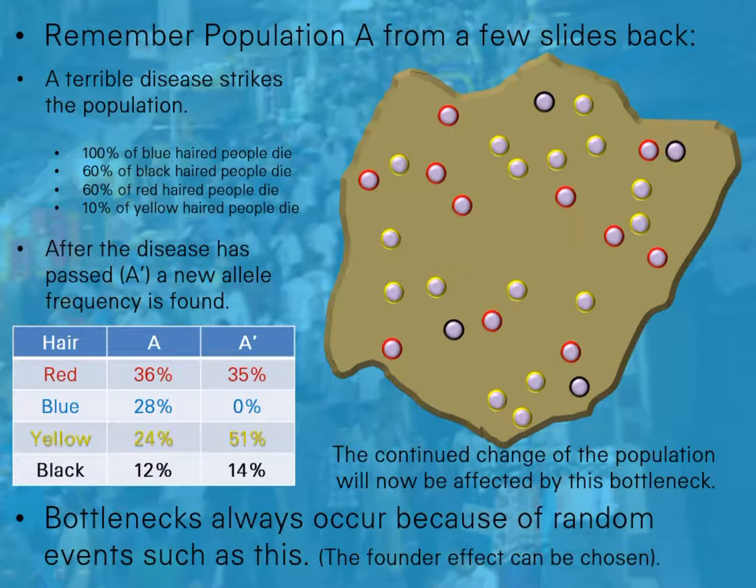Bottlenecks always occur because of random effects such as this. The founder effect can be random if, say, some individuals are accidentally separated from their population, but it can also be a decision made by some individuals to move out on their own and start a new population to themselves.